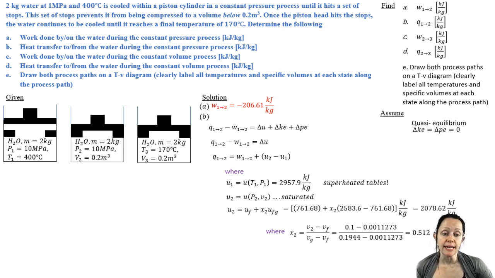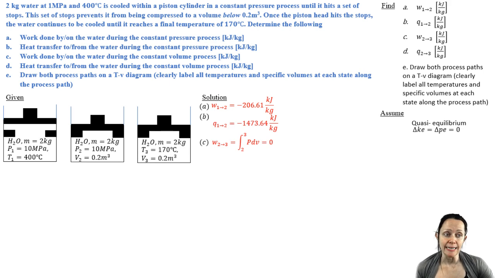51.2%. I plug that into my U2 formula, and then I use that U2 value that I just got to calculate what my heat transfer is from 1 to 2. So now I'm good with that. I need to find part C, the work from 2 to 3, and that's really easy because the only work that I might have going on here is due to the compression process or expansion process that might occur, and I have no volume change from state 2 to state 3, so my work is clearly 0.